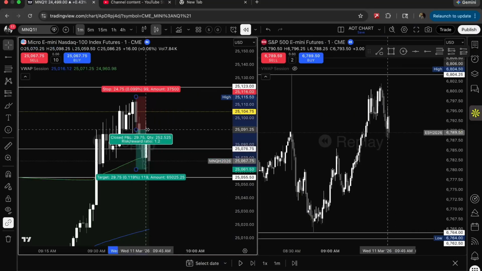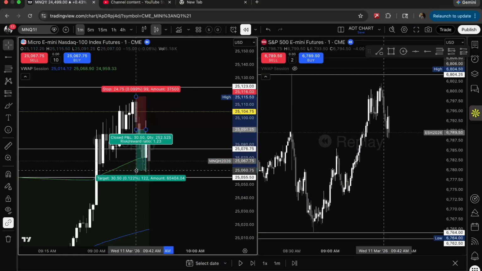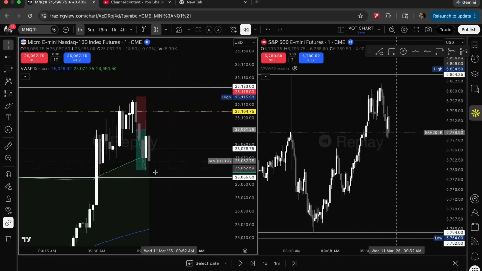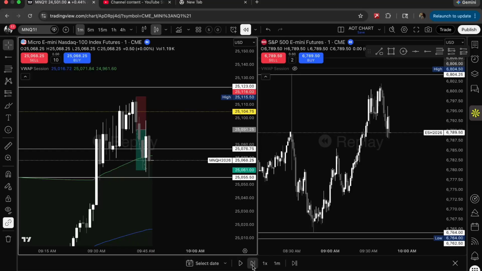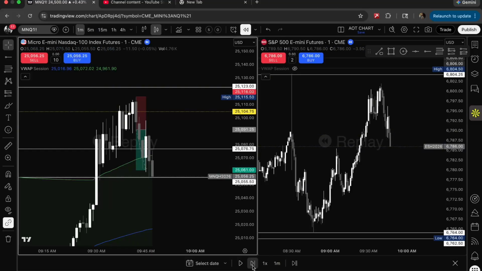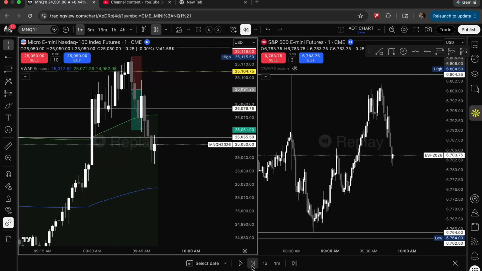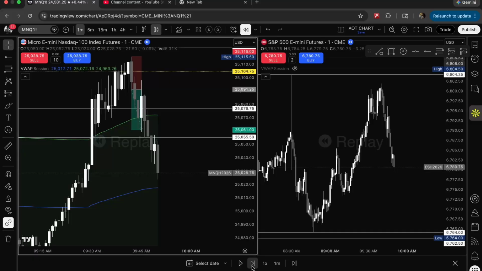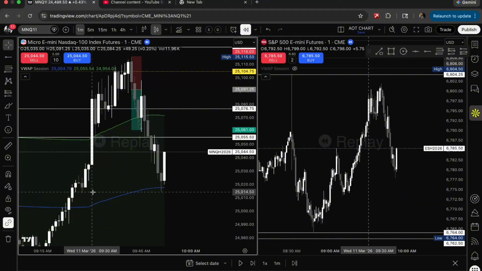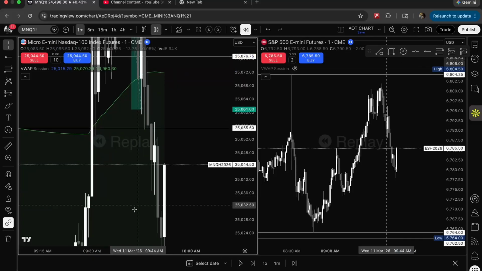TP. All right, that's TP. Let's see what happens next. So bearish SMT is holding and delivering us lower. Damn, we didn't even take the low.